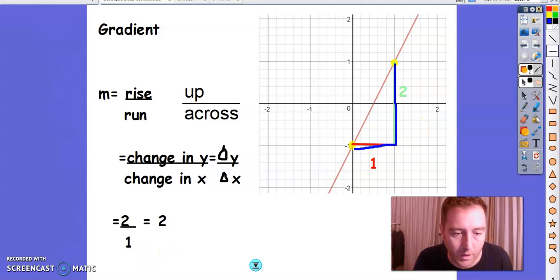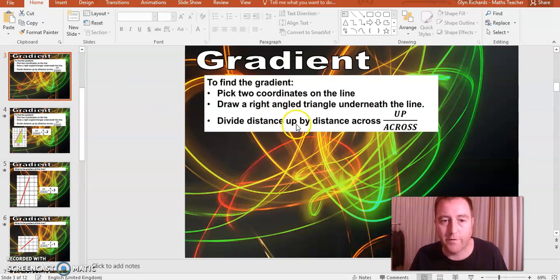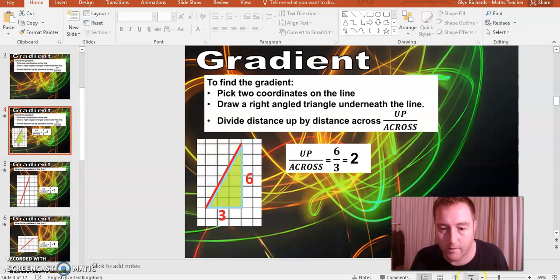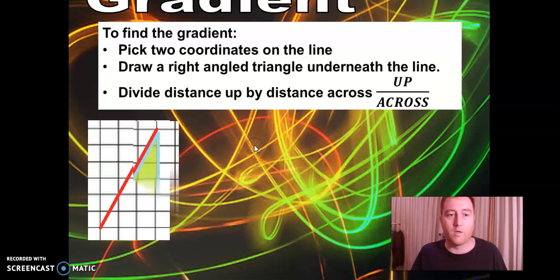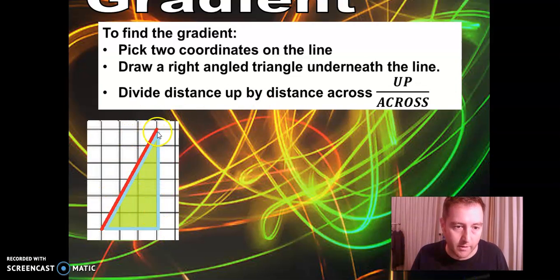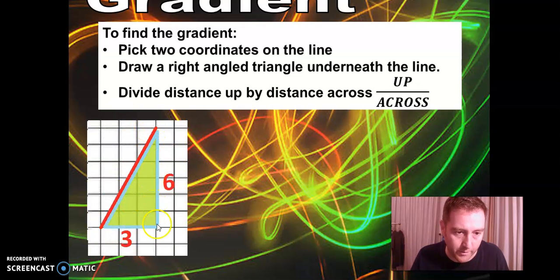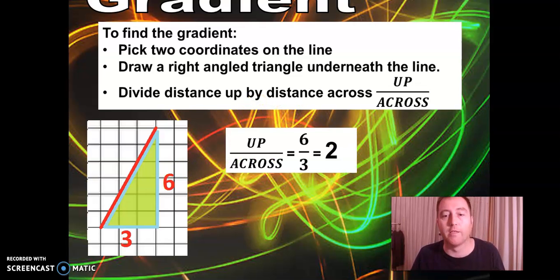Let me give you a couple more examples. So to find the gradient, pick two coordinates on a line, draw a triangle underneath, and divide distance up by distance across. So let's see this one. So here's my line. I'm going to pick this coordinate and this coordinate. I'm going to say up divided by across. What do you think the gradient of this line is? Up divided by across. 6 divided by 3 is 2.